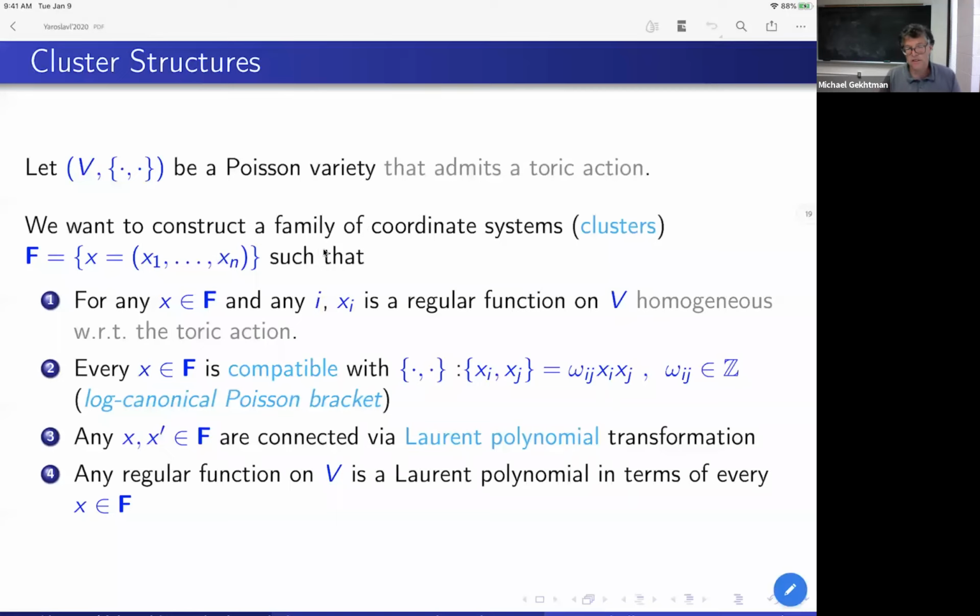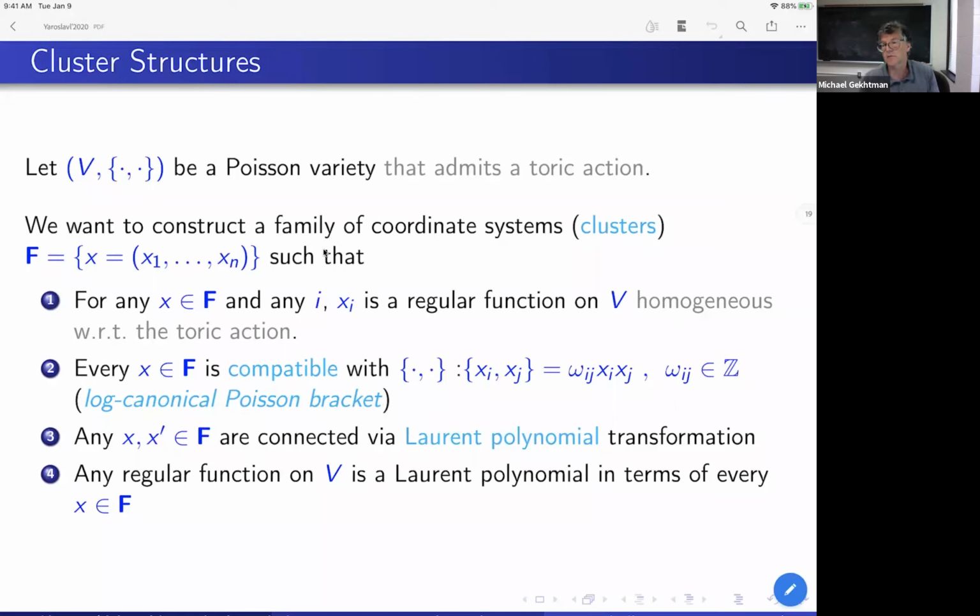So let's just review what we want. Suppose we have a Poisson variety in general, so it's an algebraic variety that admits a toric action. I may not have time to discuss why we need it necessarily, but let's have it. What we want is to find a family of coordinate systems that we will call clusters that have these nice properties. First of all, we want them all to be homogeneous with respect to the toric action.